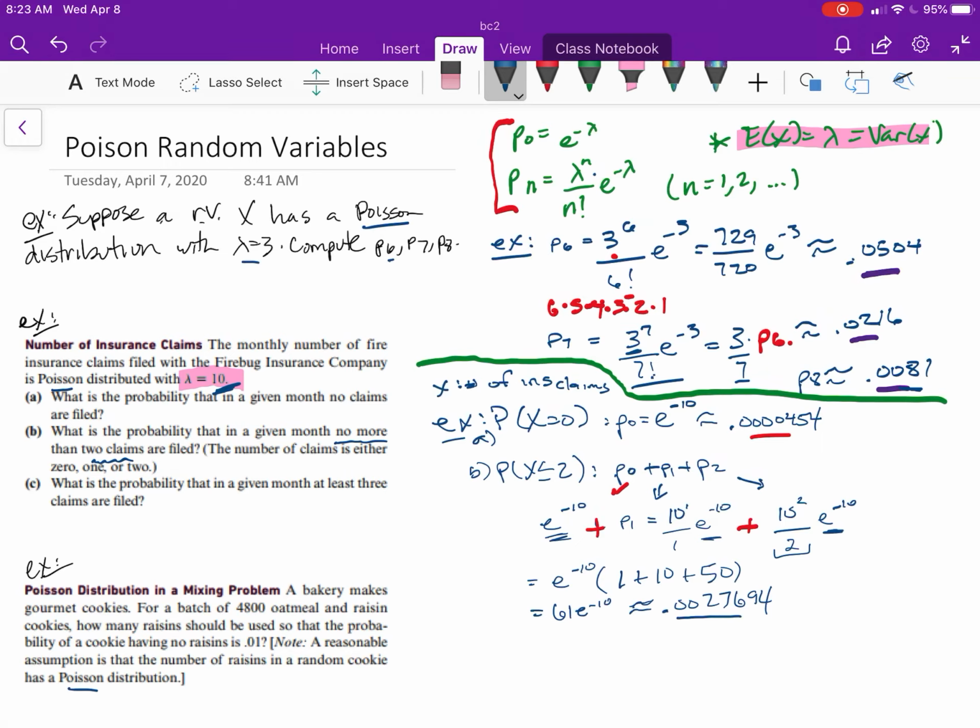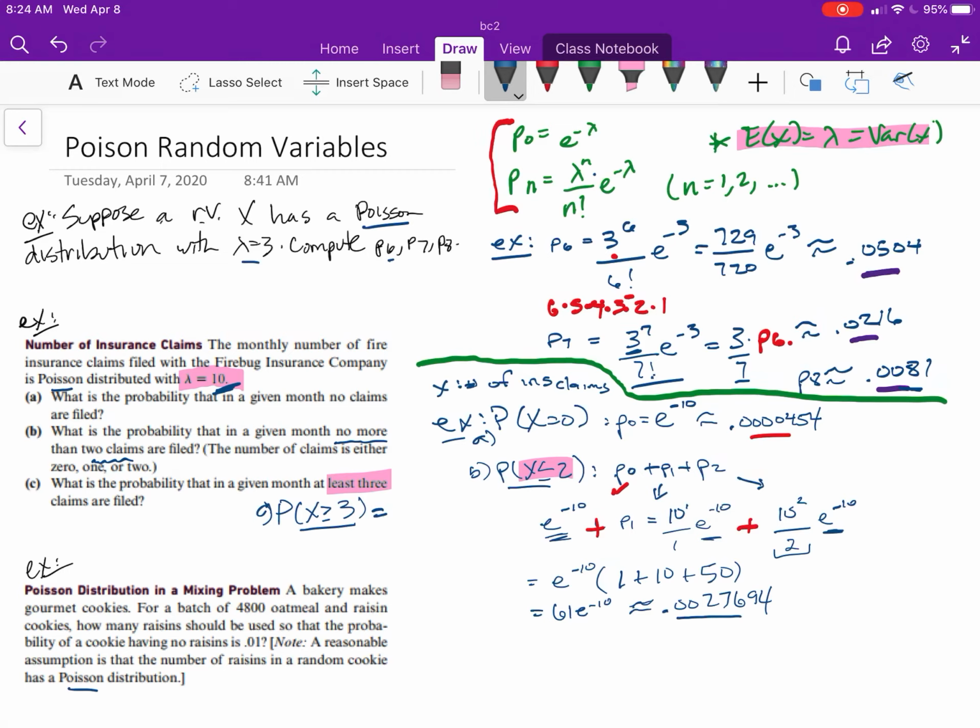Okay, and C, the last one, find the probability in a given month that at least 3 claims are filed. Well, this here is less than or equal to 2. So if I want at least 3, then that's just the probability that x is greater or equal to 3, right? Well, if this or this happen, that would be 100%, right? That'd be all the claims.